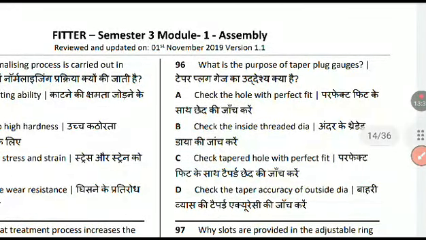What is the purpose of taper plug gauge? Taper plug gauge is used to check the size of hole and accuracy of the taper of a job. Check taper hole with perfect fit. Option C.